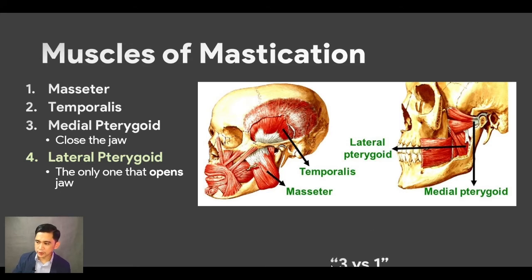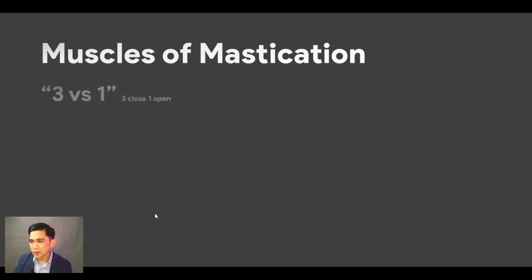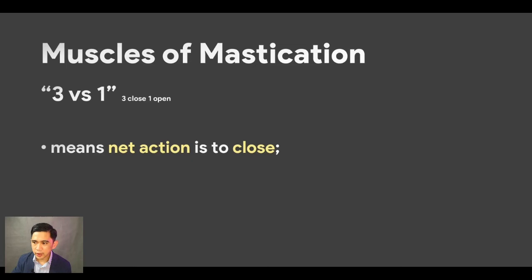So we have what we call the 3 versus 1: three muscles that close the jaw and only one muscle that opens the jaw. The 3 versus 1 is usually very prominent in clinical cases. When there are spasms of the muscles of mastication, meaning they contract without your control, the net action is to close. Just like in the case of tetanus.